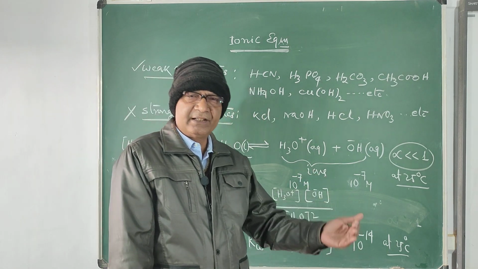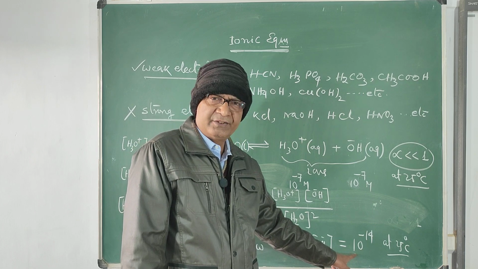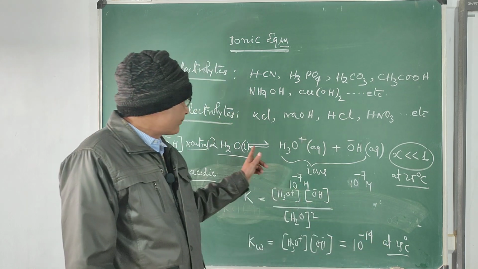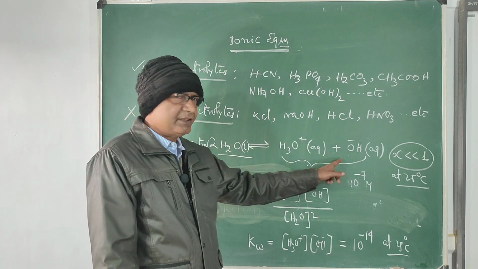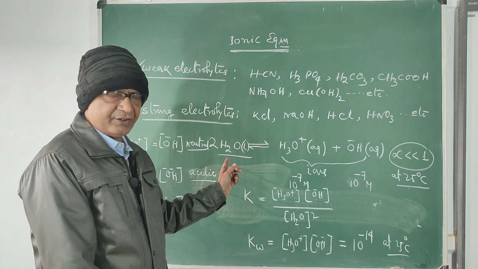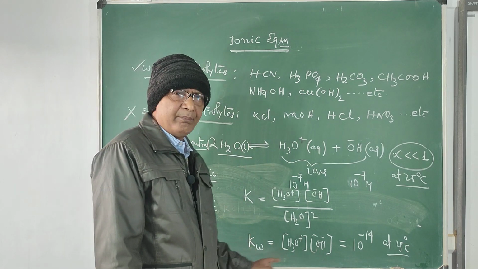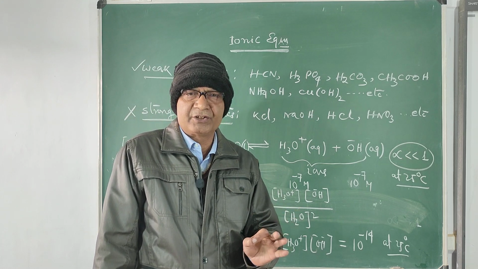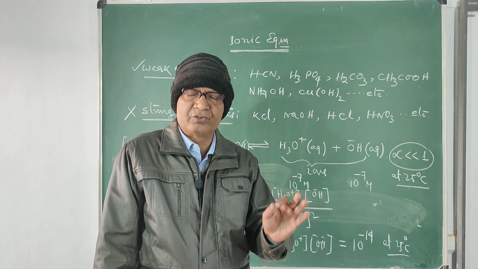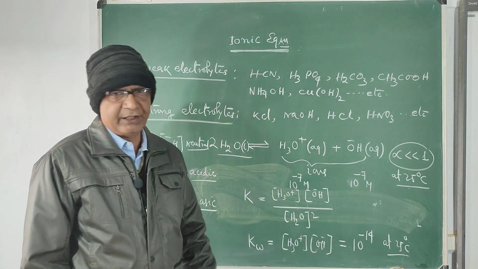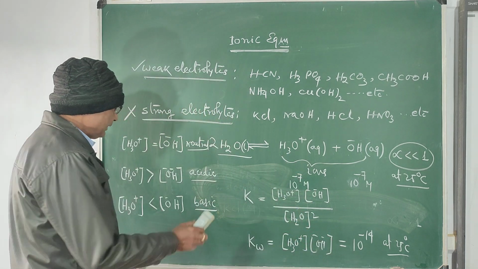If you increase the temperature, this value will increase. If you decrease the temperature, this value will decrease. Because if you increase the temperature, the ionization will increase. If you decrease the temperature, the ionization will decrease. That's why the Kw value depends on temperature. Every equilibrium constant's value depends upon temperature. So at a given temperature, we are talking about it.